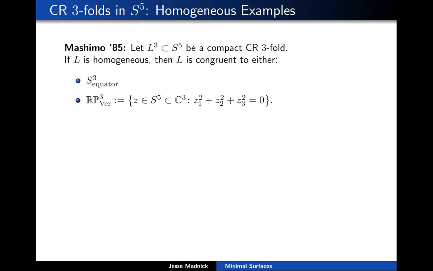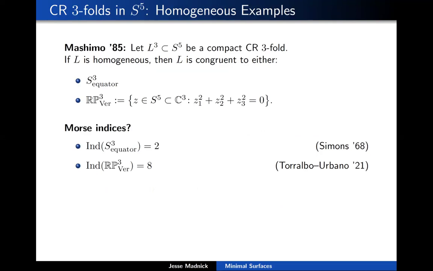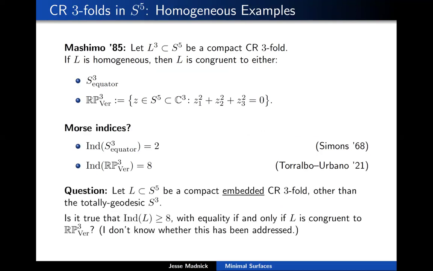What can you say about the Morse index of these things, about the homogeneous ones at least? Let L be a compact CR threefold. Then by Mashimo's result from earlier, the homogeneous ones, there are only 2 of them up to congruence: the equator and the Veronese RP3. The Morse indices have been computed. They're 2 and 8 respectively.